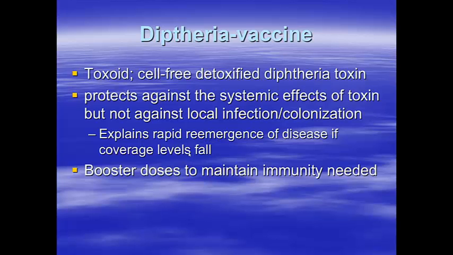As you saw in the series, the diphtheria vaccine is given at 2, 4, 6 months, and then 18 months, and then again at 4 years. So that's 5 doses in childhood. And then you need a dose every 10 years to maintain immunity. If you don't give those booster doses, the immunity to diphtheria does tend to wane.